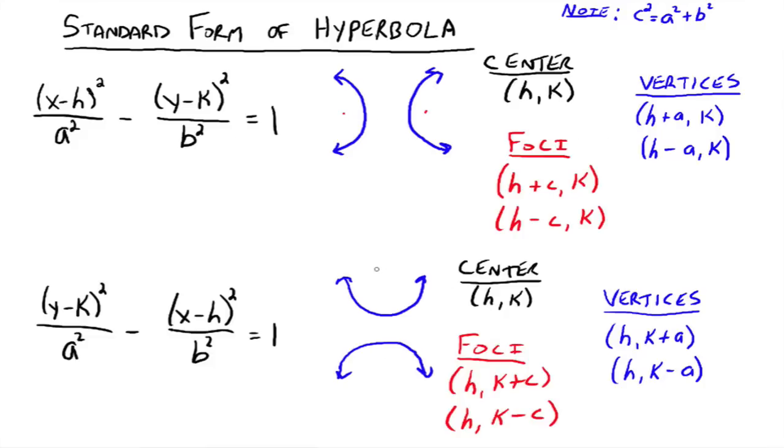For a vertical transverse axis, the vertices are going to be, well, this time you're going up or down, so it's the h, and then comma the y part of the center plus or minus the a value. And again, the a value is going to be the first one over here. The foci this time, we've got one located there and one located there. So it's the y part that's changing. The foci is going to be the x part of the center and then the y part of the center plus or minus whatever your c value is.